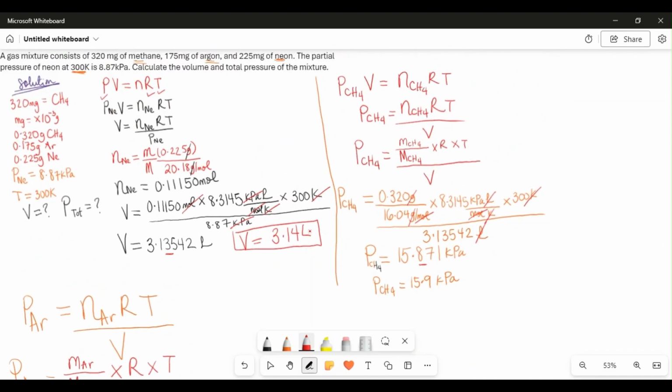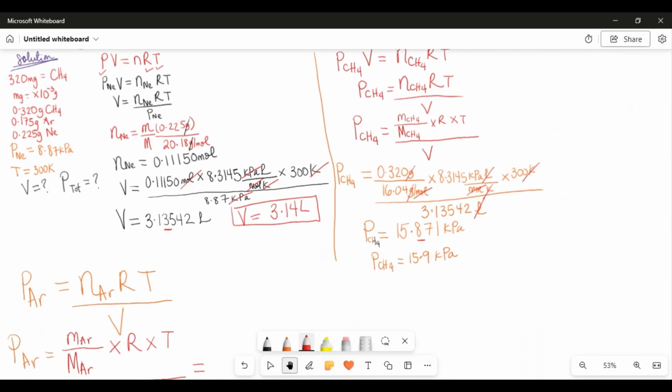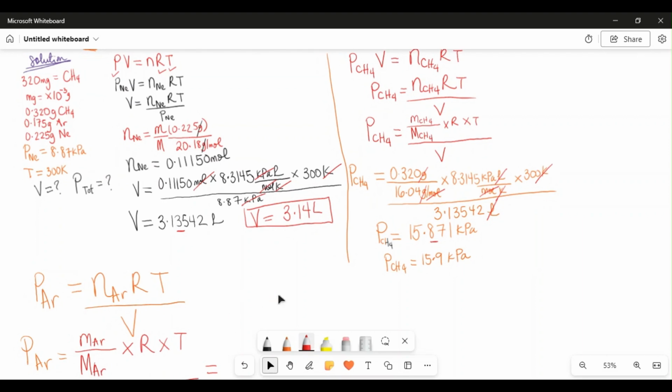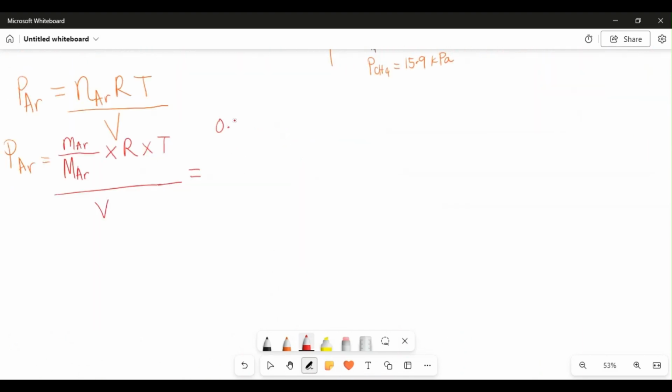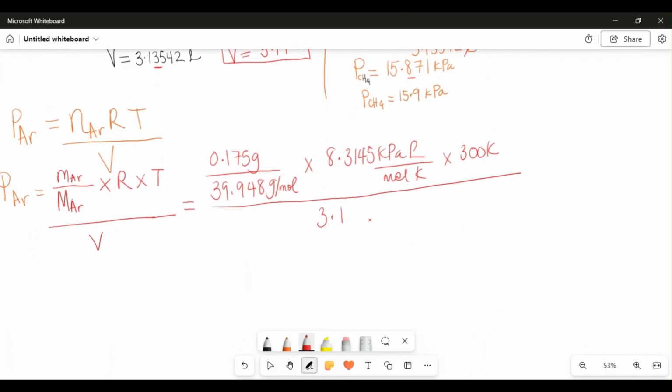The mass of argon is 0.175 grams, divided by the molar mass of argon, 39.948 grams per mole, times the gas constant 8.3145 kilopascal times liters divided by mole Kelvin, times 300 K, divided by volume, which is 3.1354 liters.